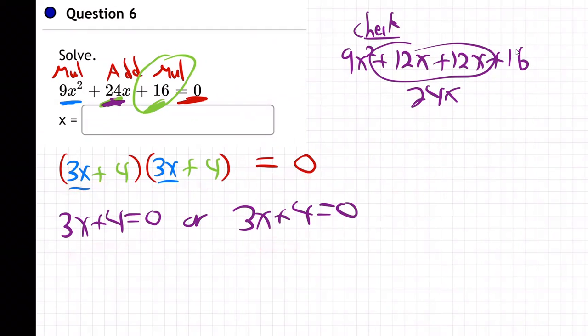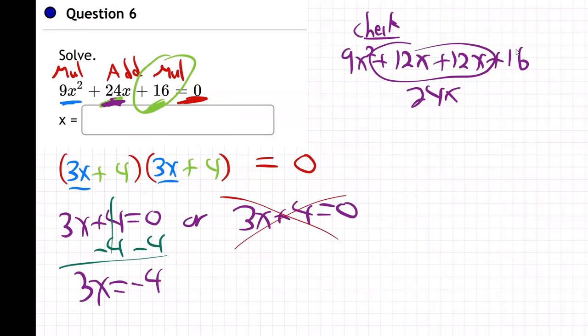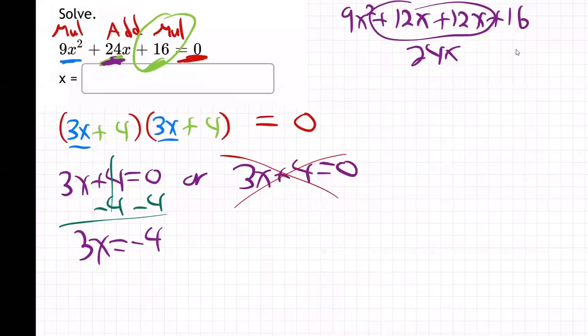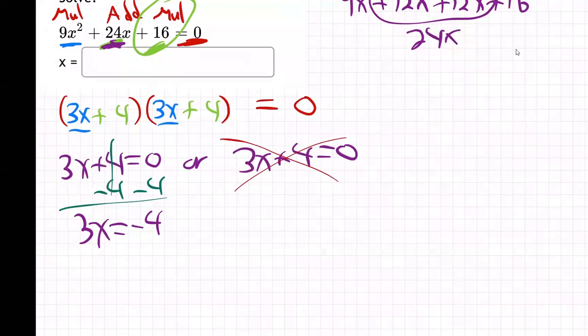But look at that. That's the exact same equation twice. So there's no need to do it again. Just cross that one out. Just come over here and solve it once. It'd be silly to solve it twice. So we get 3x is minus 4. What's the last step to solve for x there? Divide. We always have to divide at the end. Yeah, by the 3. So x is minus 4/3.